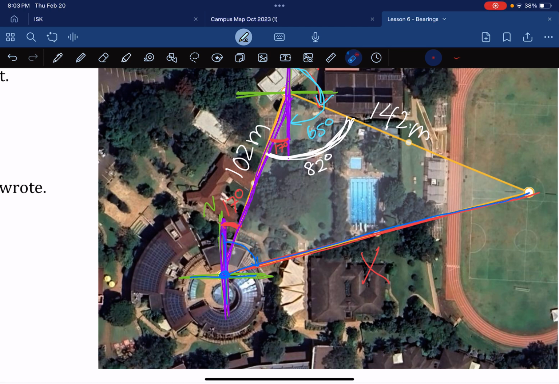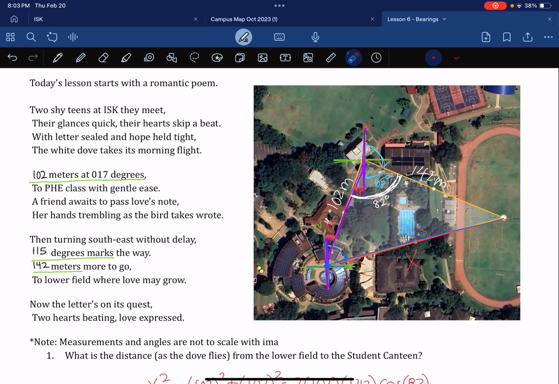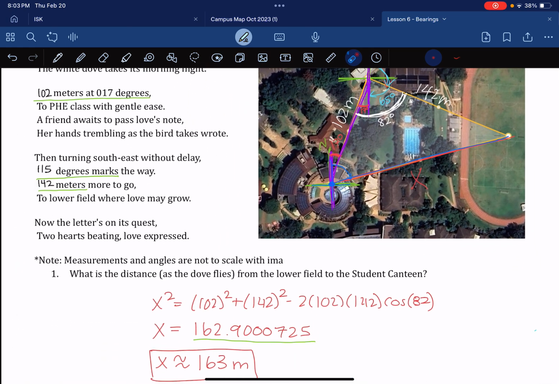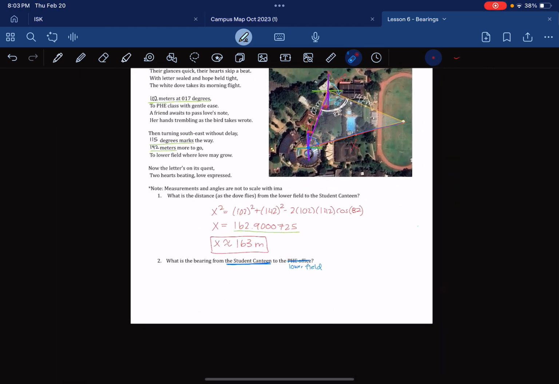So if you want to pause the video, think about what law you would use and think about how you would get that angle and then try it out. If you don't know, then stay tuned. Okay, so if you pause the video, hopefully you realize that it would be the law of sines.